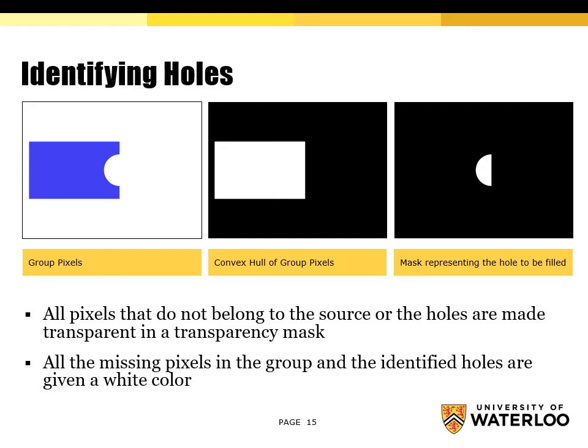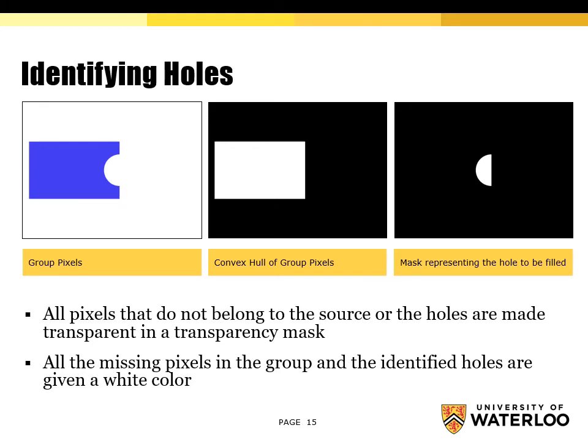Now the final image here shows a mask that represents the hole to be filled, which is a semicircle that needs to be filled by the blue pixels. So this way we determine the exact region that corresponds to the hole, and we already know the pixels that correspond to the source. Now, apart from the pixels that belong to the source and the hole, the entire region of the layer is given a transparent number in the transparency matrix. And also all the missing pixels in the group and the identified holes are given a white color.